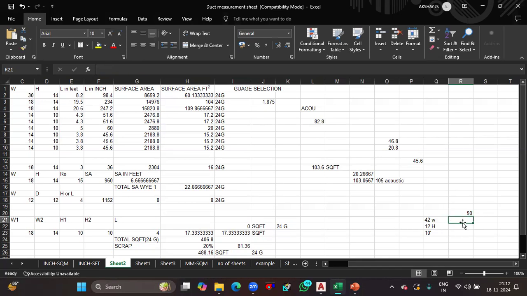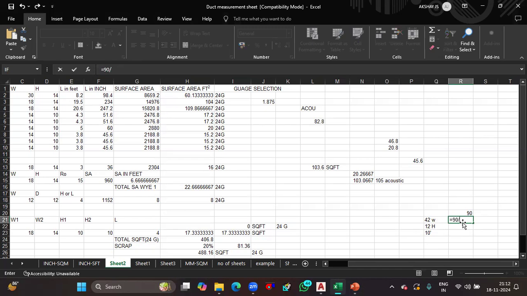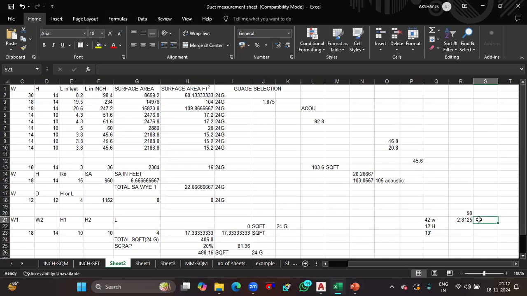In more precise terms, we can say 90 divided by 32, which is the area of a single sheet, gives around 3 sheets. I need 3 sheets to fabricate this 90 square feet duct for 10 feet distance. So is it clear? This is the basic typical thumb rule to find this out. I hope this duct sheet metal quantity survey is clear.